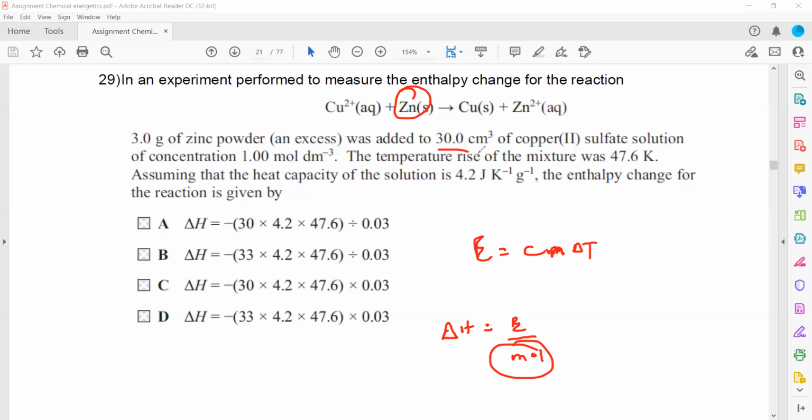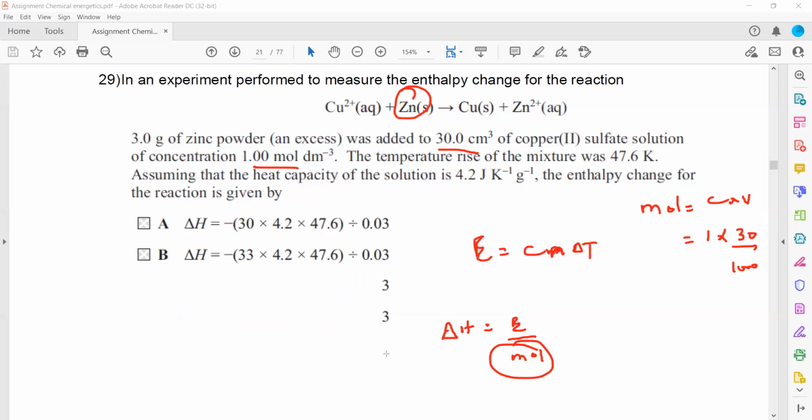It was added to 30 cm cube solution of concentration 1 mole. So the limiting reagent is copper here, and moles is concentration times volume. The concentration is 1 and the volume is 30, but that should be in dm cube, it is given in cm cube, so it is 0.03. And to get the enthalpy change, it is energy divided by moles. So C and D cannot be an answer because in that case the mole is multiplied instead of divided. So we are left with either A or B for question 29.